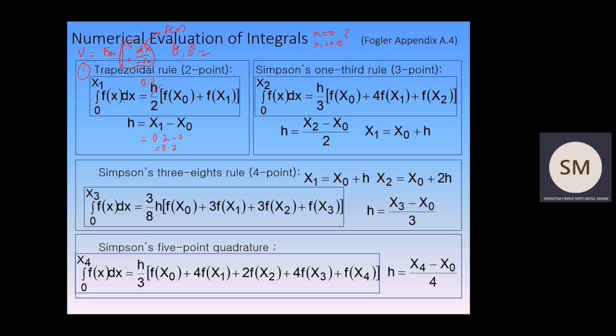So here you need to use the function. For example, for 1 over negative rA, the value is 1. This is for x0. Another one we have x1. Let's say the value of 1 over negative rA is 2. So you just put in the value. For example, f(x0) is 1, and then f(x1) is 2. So 0.2 divided by 2 times 1 plus 2, you will get the answer.